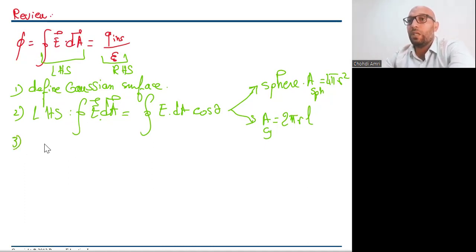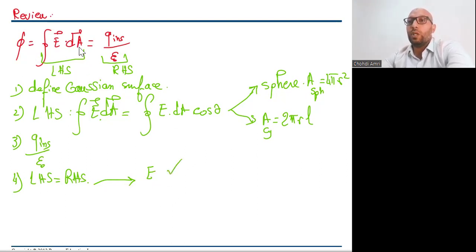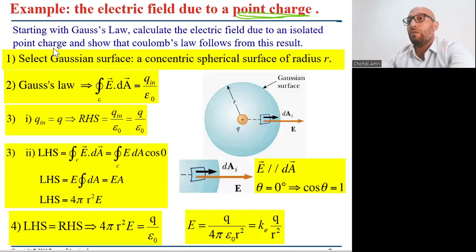The second term is Q inside the Gaussian surface divided by epsilon naught. Okay, that means we have to determine the electric field. Fourth step is left-hand side equals right-hand side. And like that, we can conclude the electric field, whether it's outside or inside. Okay? So we will try to follow these 4 steps to determine the electric field due to a point charge.